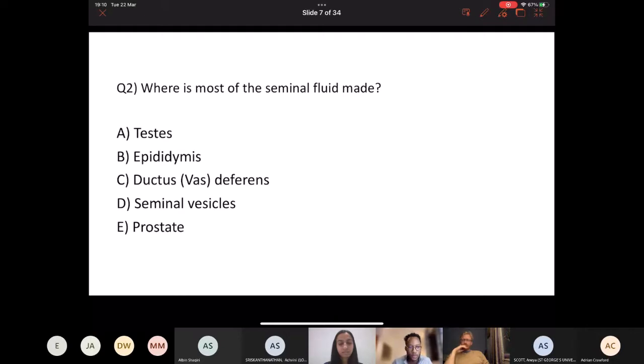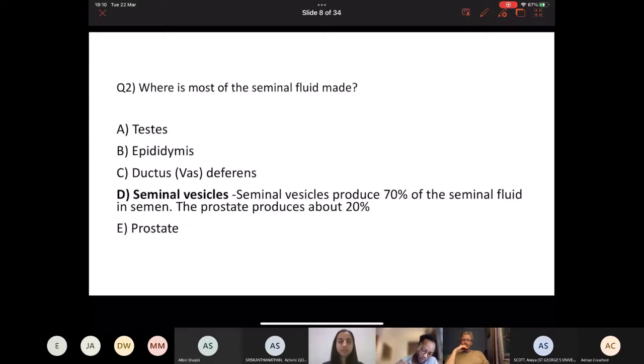Cool. Okay. Some people said D, and some people said E. The majority said D. The keyword is most. So most of it, roughly around 70%, is produced in the seminal vesicles. It's called seminal fluid, and about 20% in the prostate. So both right, but one more correct than the other.